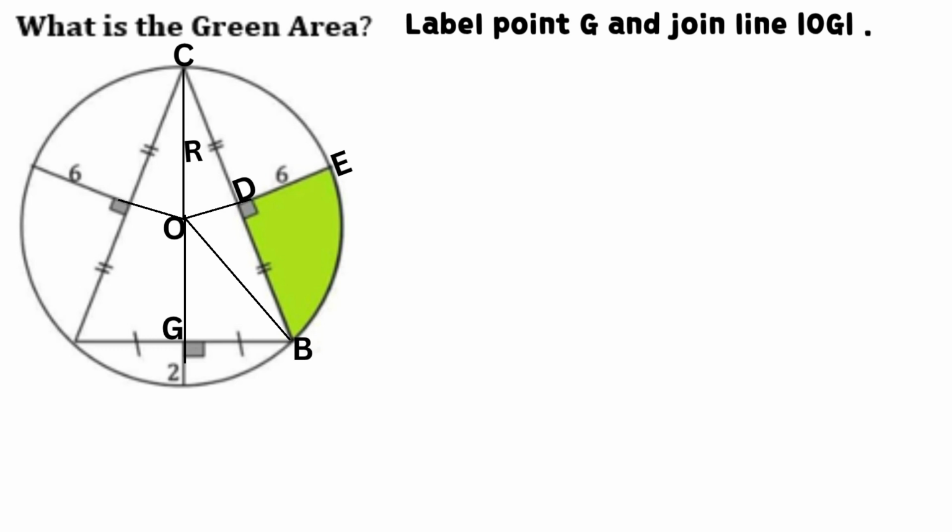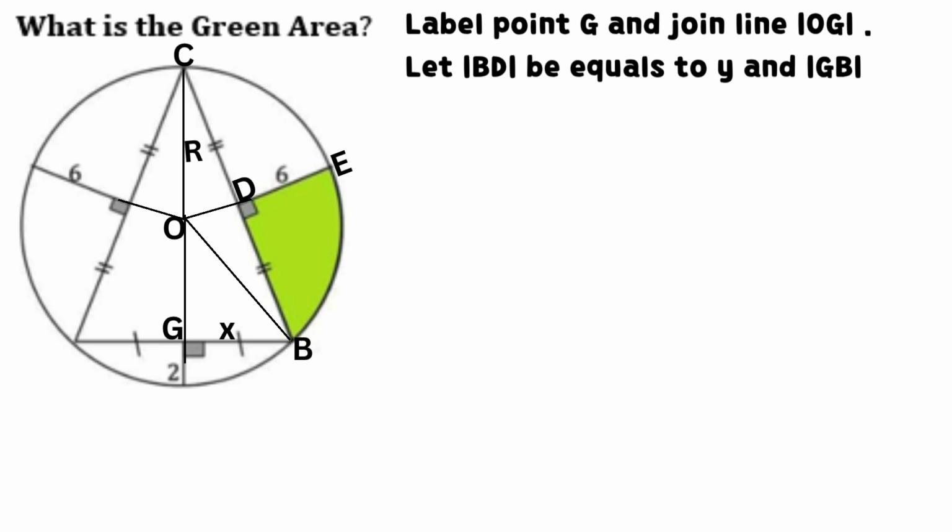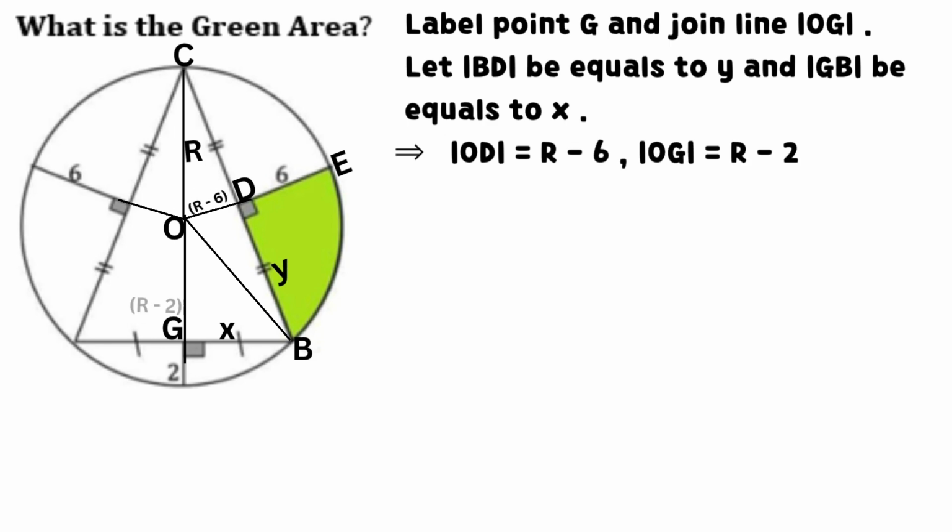Label point G and join line OG. Let line BD be equal to y and line GB be equal to x. It follows that line OD equals r - 6, line OG equals r - 2 and line OB equals r.